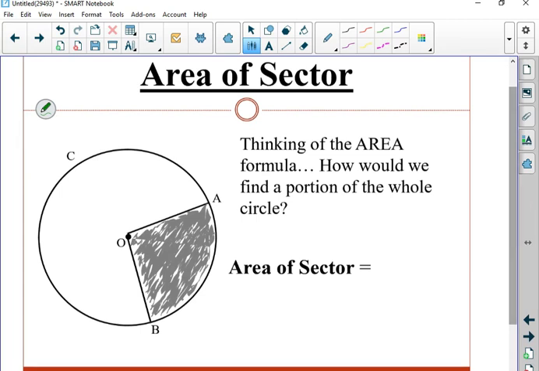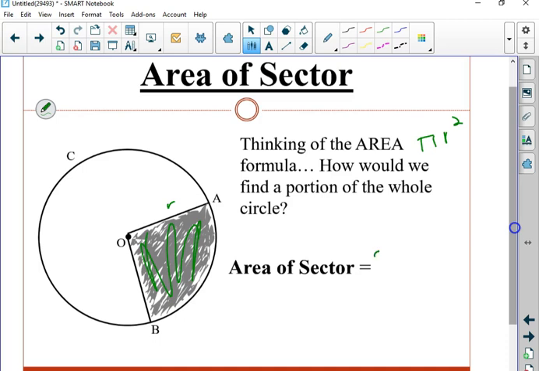All right, sector. Thinking of the area formula, which again, might as well remind ourselves, is pi r squared. How would we find a portion of the whole circle? Because this right here is just part of the circle. We know how to find the area of the entire thing. If we know the radius here, we can calculate the area of the circle. But what do we do if we don't know the whole circle?